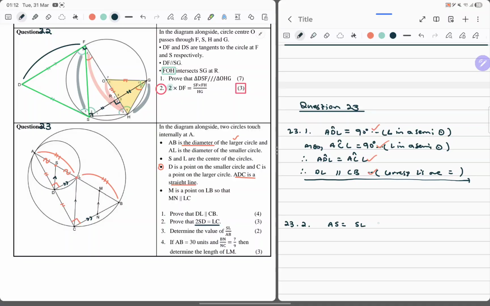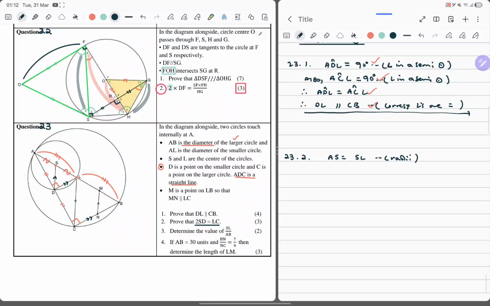AS is equal to SL. These are ready. Ready or not, we know it. Second thing, we know that also. We actually saw that technically AL can be equal to LB. What is this? These were ready, guys.